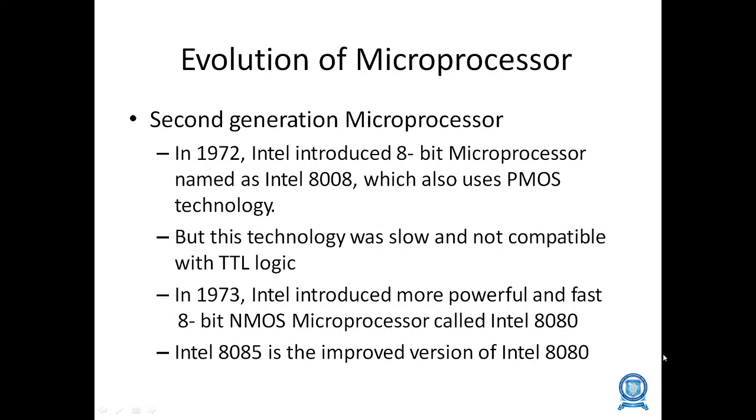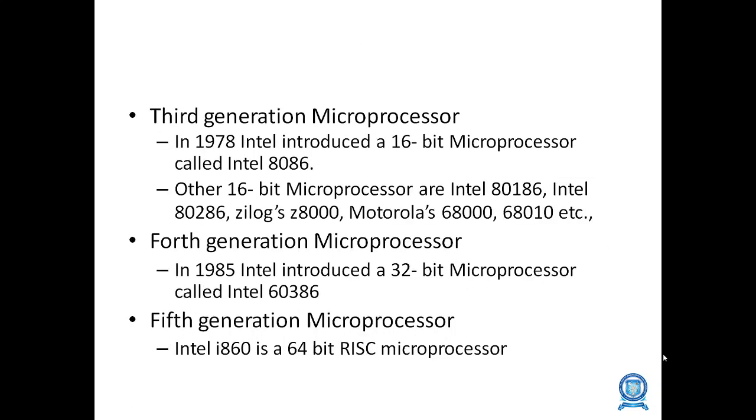The second generation microprocessor. In 1972, Intel introduced an 8-bit microprocessor named Intel 8008, which also uses PMOS technology. But this technology was slow and not compatible with TTL logic. In 1973, Intel introduced a more powerful and faster 8-bit NMOS microprocessor called Intel 8080. Intel 8085 is the improved version of Intel 8080.